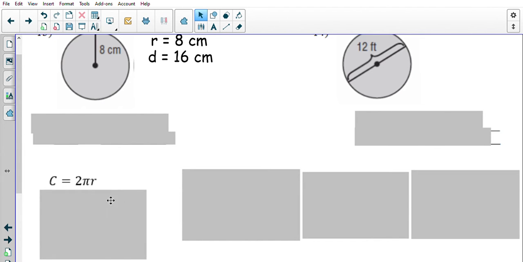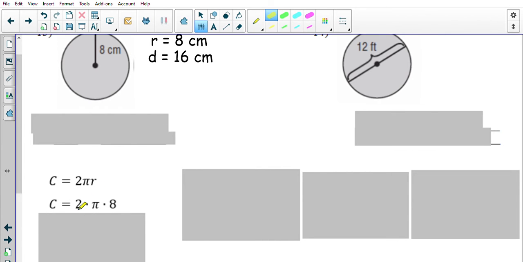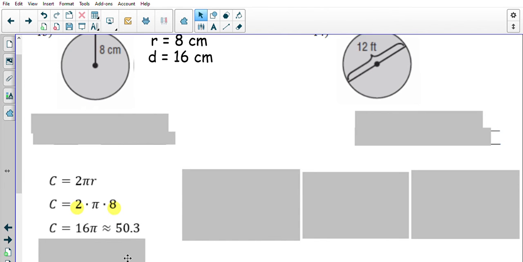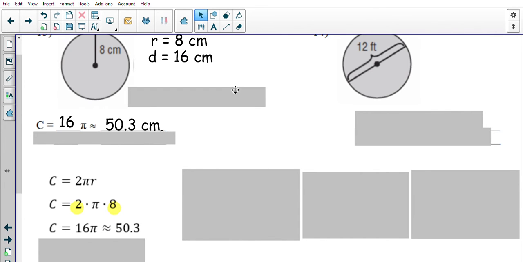Circumference is 2 pi r, replace r with 8. So we're going to do 2 times pi times 8. Take 2 times 8 to get a circumference of 16 pi, which is about 50.3. Again, we'll put a label of centimeters there since it represents a perimeter.